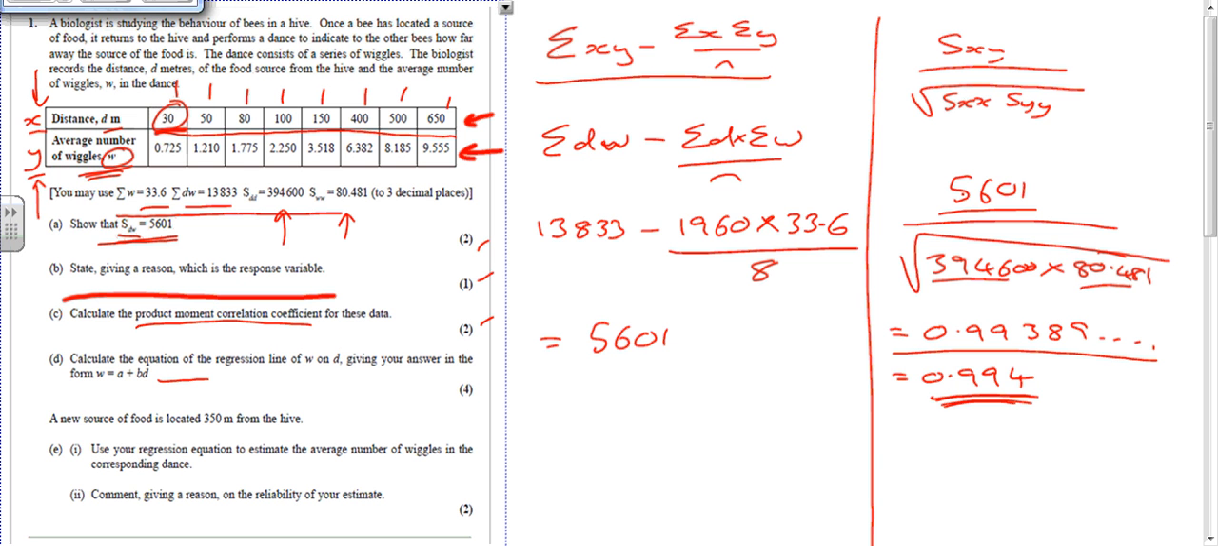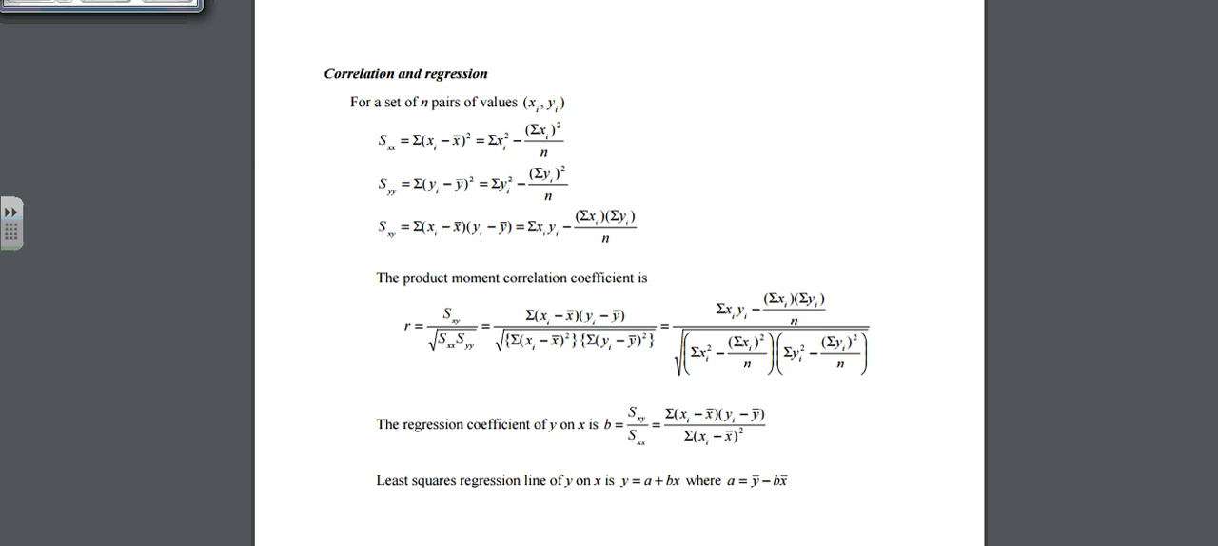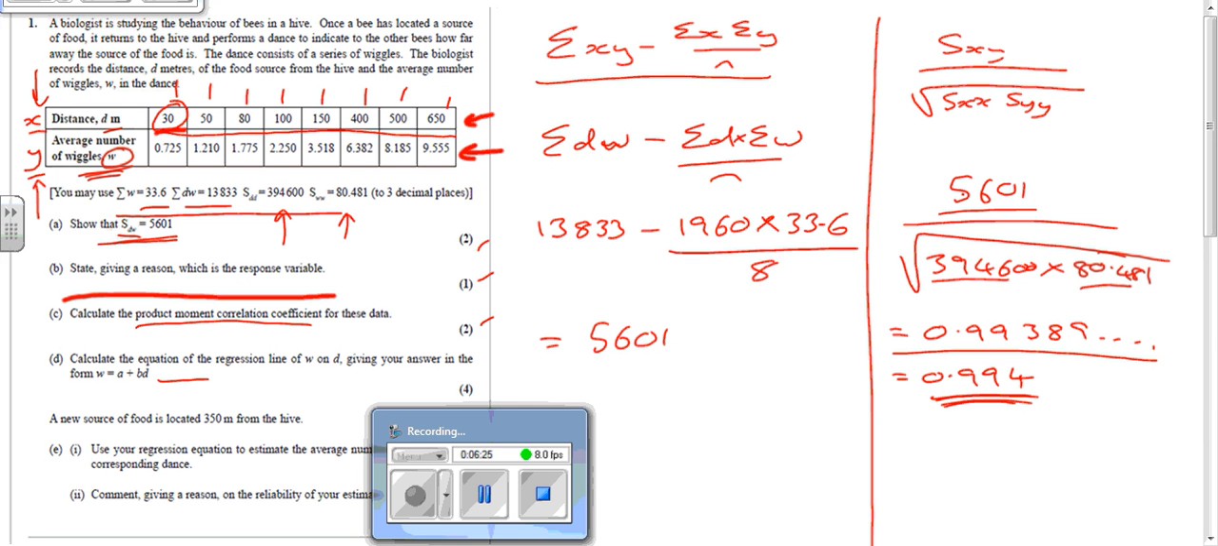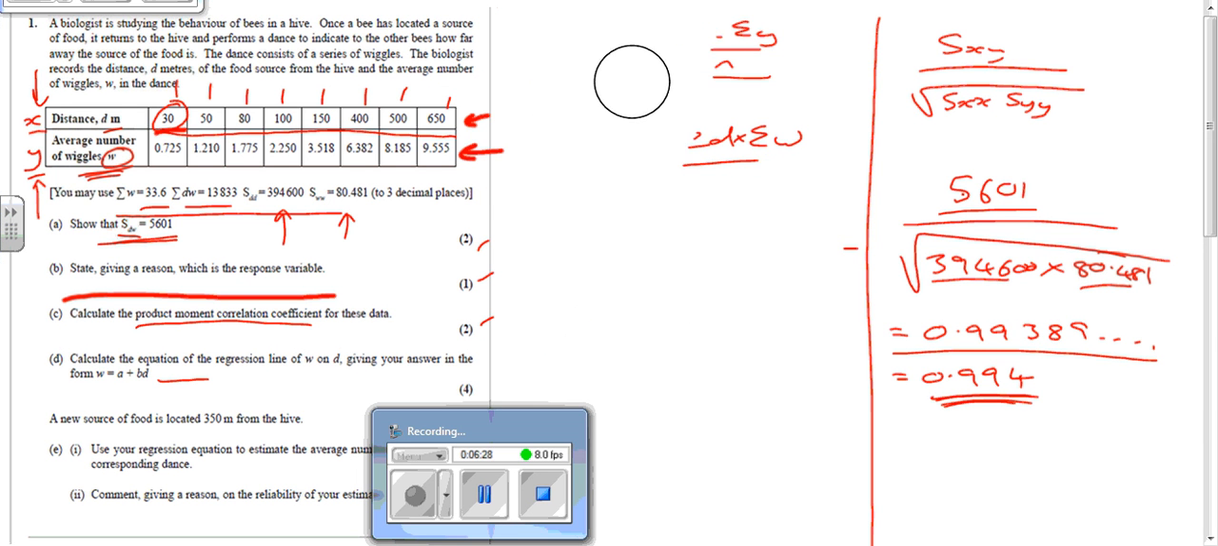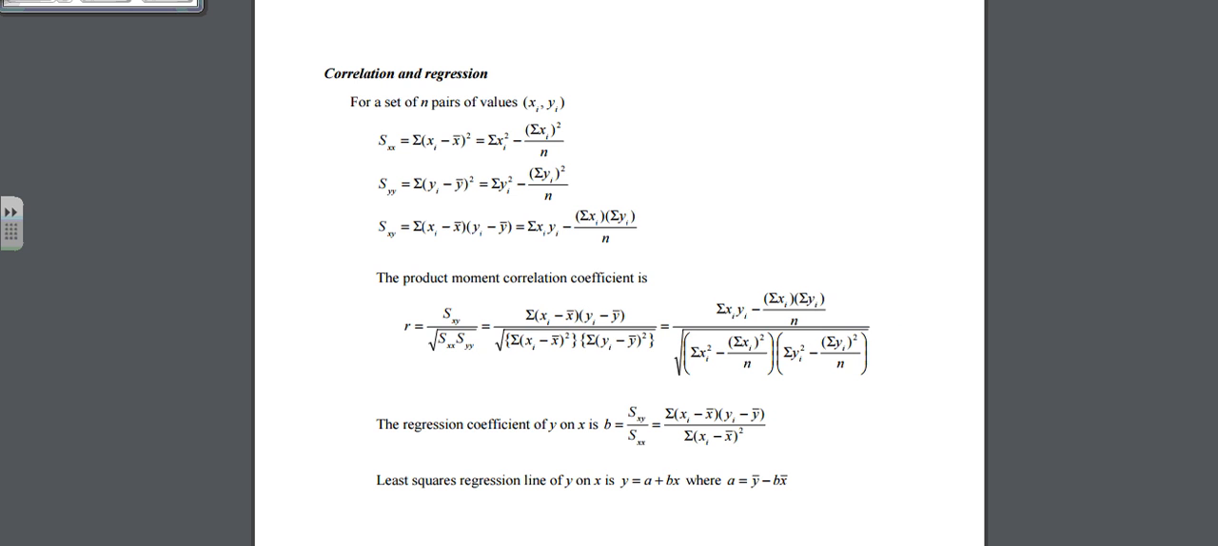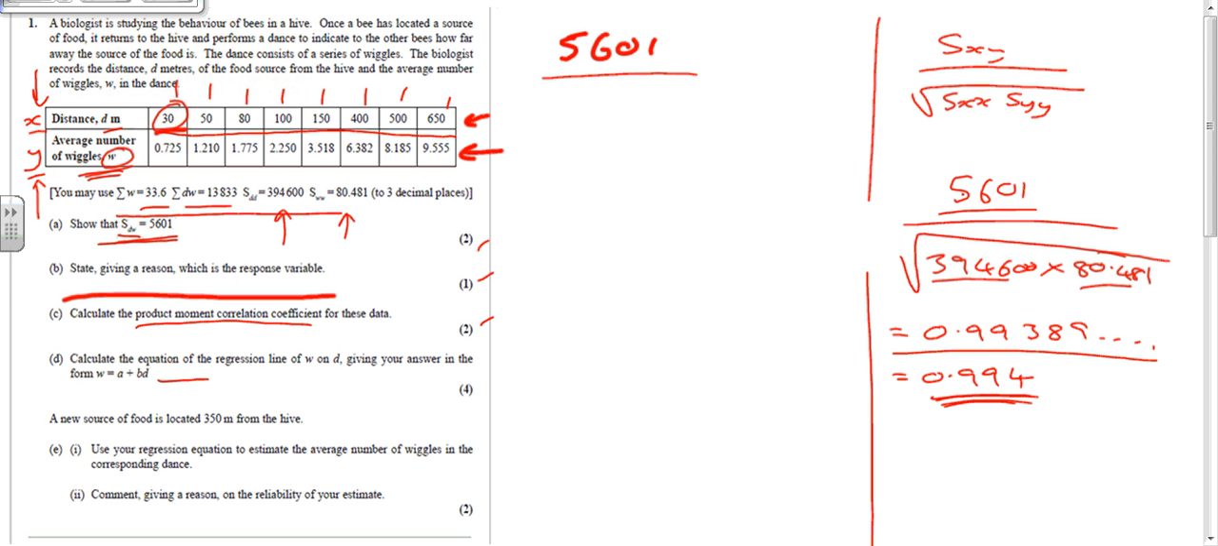Now we've got to work out what the regression line is. So the regression line is this one here, y equals a plus bx, where a is this and b is this. So that's Sxy over Sxx. So if we do that here, Sxy we know was 5601, so it's going to be 5601, divided by Sxx. So Sxx in this question is Sdd. So Sdd we know is this thing here.